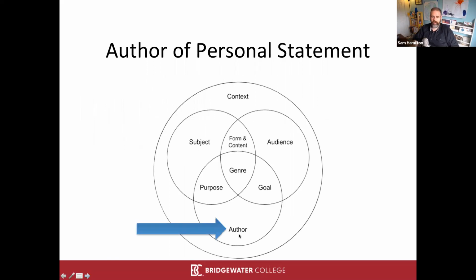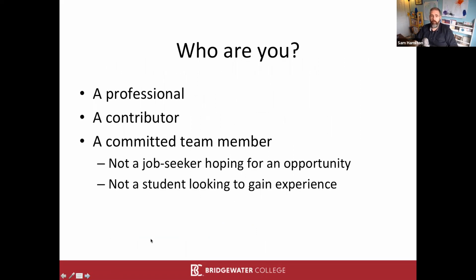All right, move on to the next part. So who are you, right? I didn't talk about this at the beginning because I think most people, that's the thing that they feel like they understand the most when they start writing a personal statement. Importantly, you're not a student who's searching for a job. You're not a job seeker. You're not needy here. You're a professional. You're a contributor. You're a committed team member. That's the attitude that you have to have when you're writing a personal statement and a cover letter.